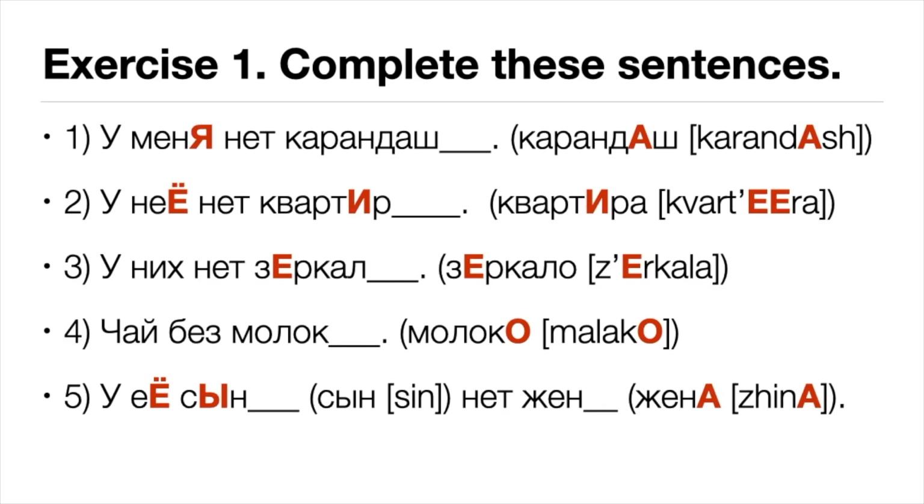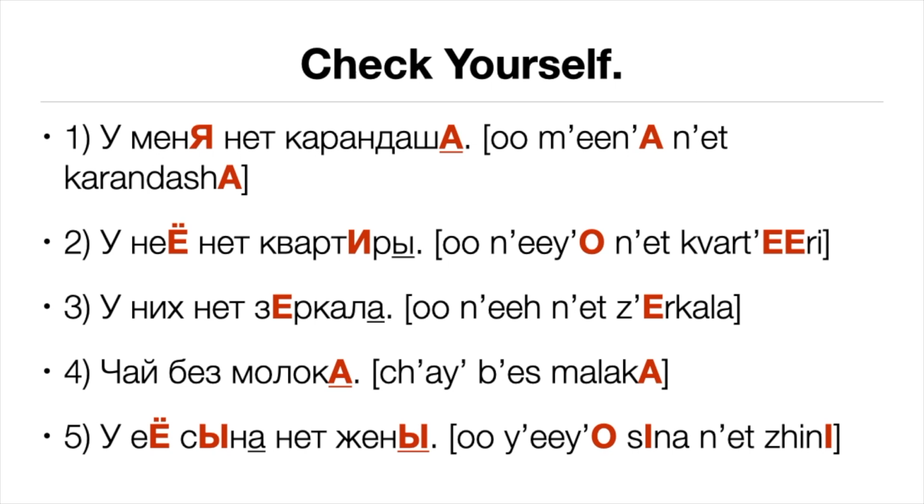Exercise 1. Pause the video and make the genitive form out of the words in brackets. Check yourself. Number 1. У меня нет карандаша. Number 2. У нее нет квартиры. Number 3. У них нет зеркала. Number 4. Чай без молока. Number 5. У ее сына нет жены.